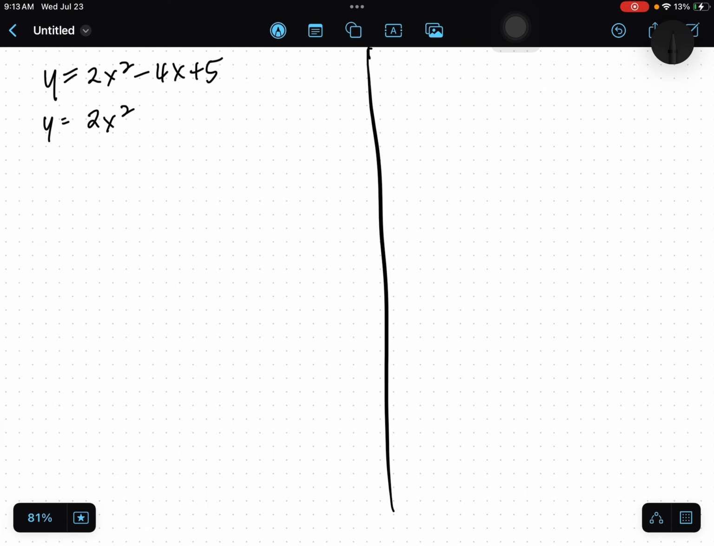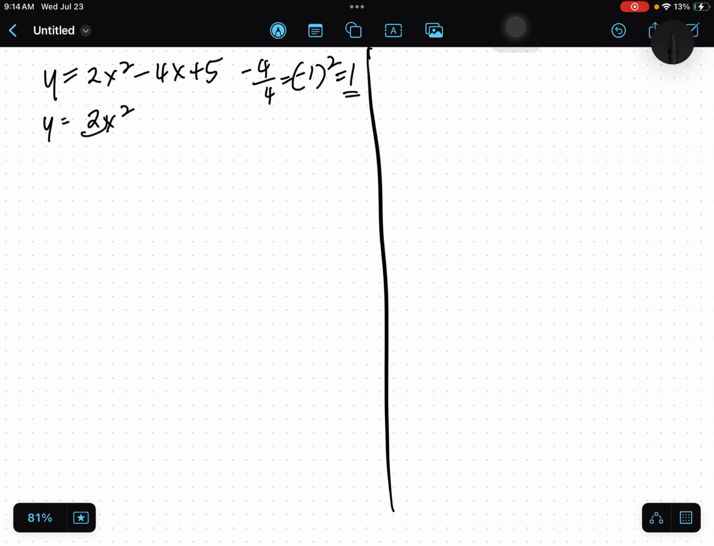Ang gagawin natin is we will divide this by 2 twice. Si 4. So, 4 divided by 4 is 1. 1 squared is 1. Yun yung dapat nating i-add. And then you multiply that by 2. Again, bakit? Trust the process. So, negative 4 divided by 4 is negative 1. I squared that. It becomes positive 1. So, yan yung i-add natin.